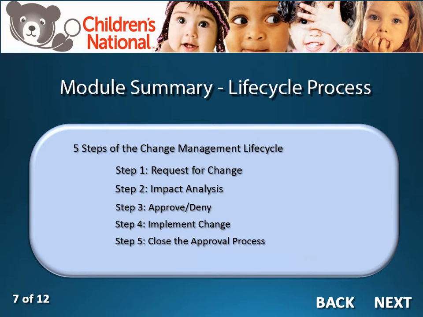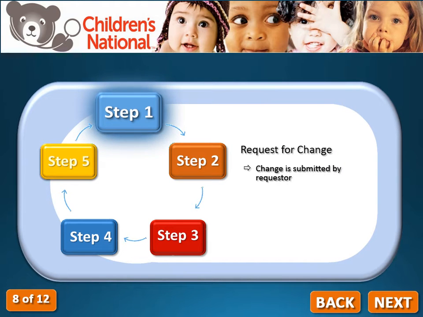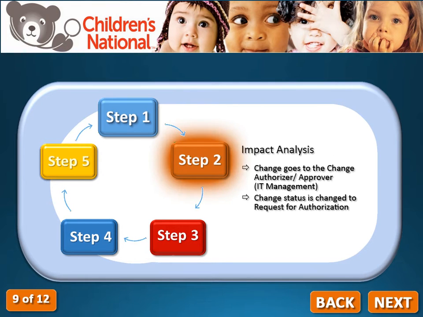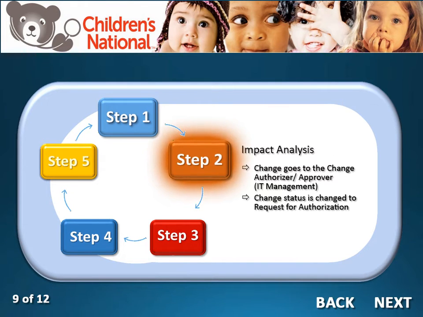Now, let's take a look at the 5 steps of Remedy approval and workflow for the change. Step 1. Request for change. Change is submitted by the requester. Step 2. Impact analysis. Change goes to the change authorizer, who is typically the IT manager for the area over the function or application, and the status of the record is changed to Request for Authorization.